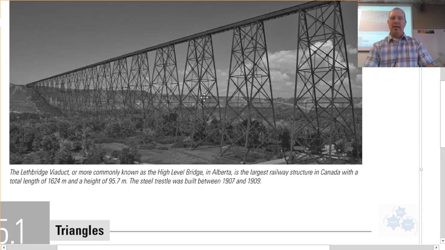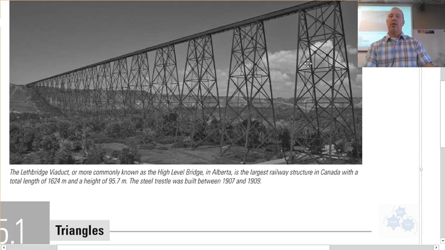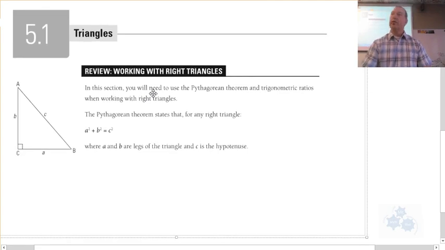So inside here you see that we have lots of triangular shapes. We have beams with cross beams, and there are a lot of triangles, or three-sided closed figures, made on this diagram. So what do we need to know about triangles in this section? Well, let's review a little bit.